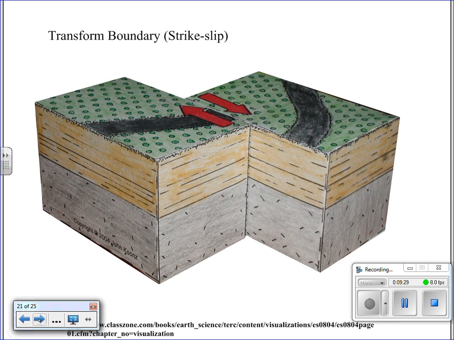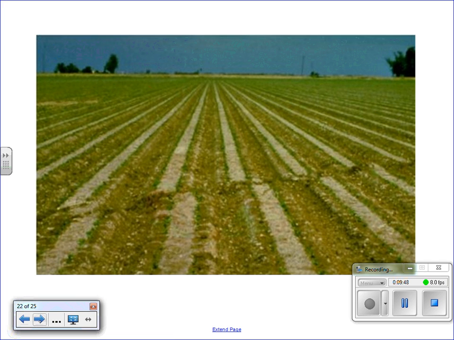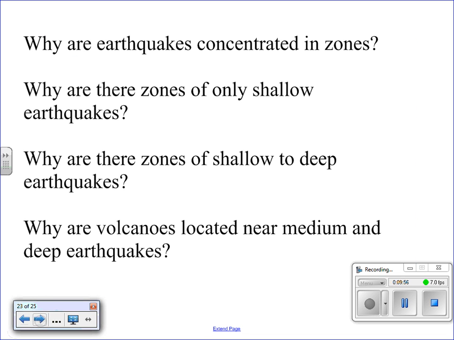Diagram for this would be something similar to this, where you have one plate moving this direction, another one moving in that direction. Only shallow earthquakes, because remember, our crust is very thin, only 5 to 60 kilometers thick. So the deepest earthquake you're going to find won't be any more than 60 kilometers. Here again is just a diagram showing a movement. Here would be that fault visible to the surface in a farm field of a transform boundary.